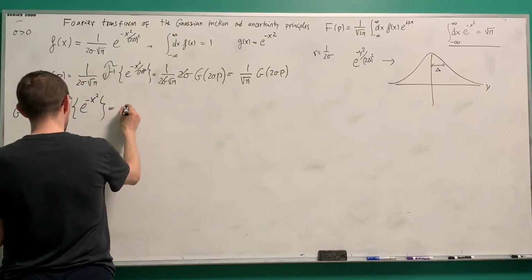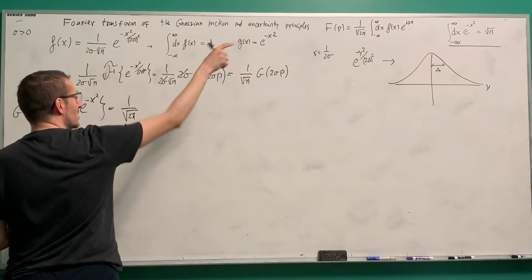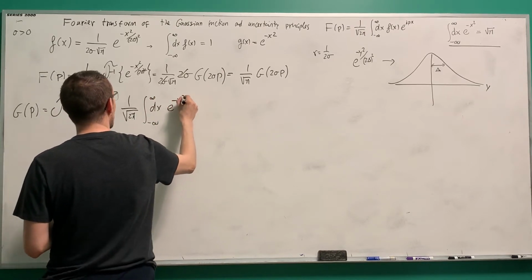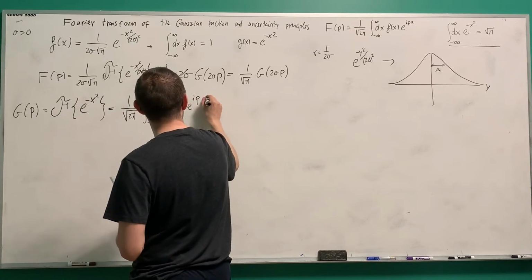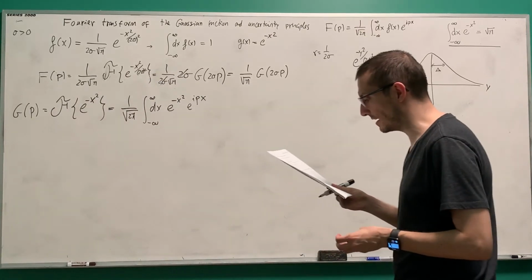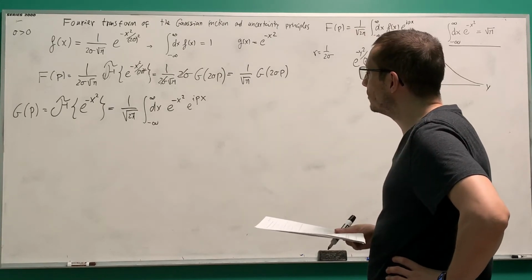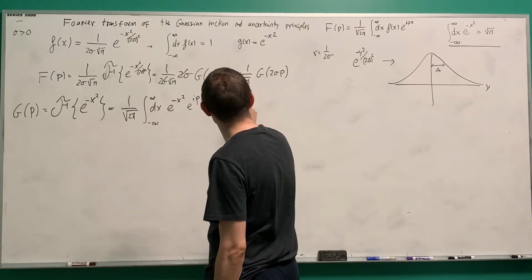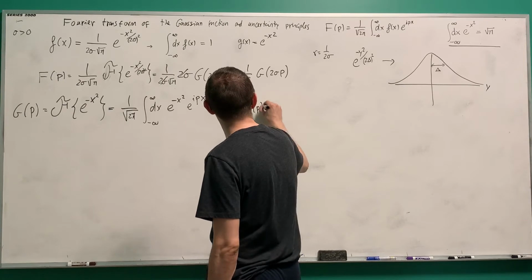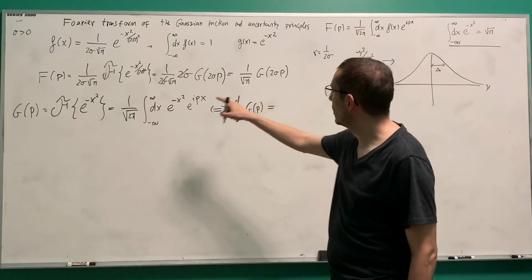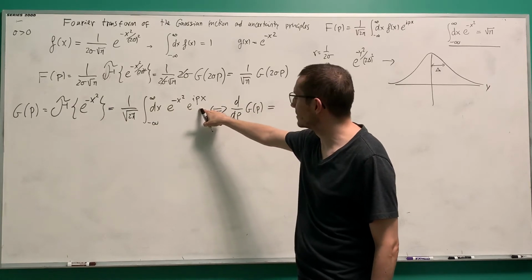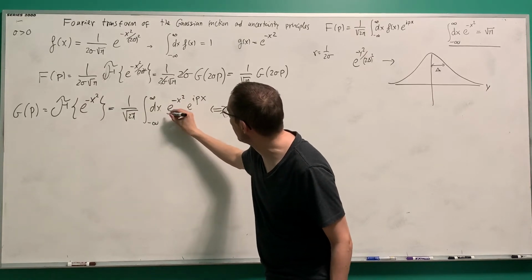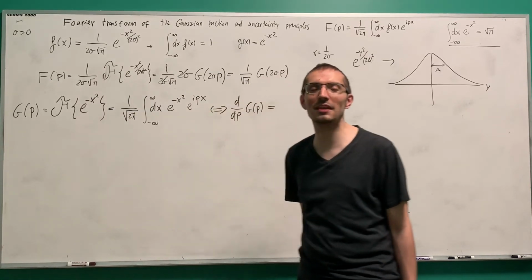Let me write the definition. So the definition is 1 over root 2 pi, from up there, integral from minus infinity to infinity dx e to the minus x squared e to the i p x. The first thing I'm going to do is differentiate on both sides of the equation. On the left I get d dp g of p. Now, realize there's no p until I hit this, so the d dp can come into the integral because the integral is with respect to x, which is a different dummy variable than the p in here.